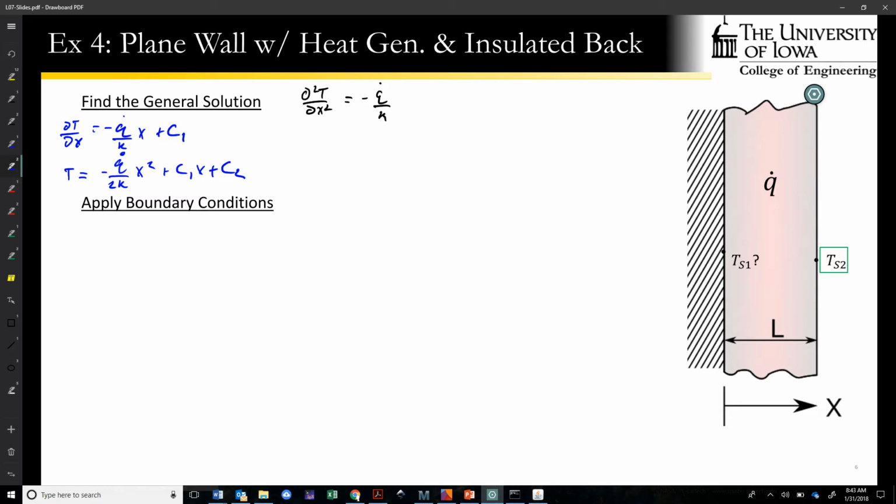So this is going to be a very similar process to before. Our boundary conditions in this case are provided by knowledge about the left-hand boundary, specifically that there's zero heat transfer, which means our temperature has to have a zero slope at that point. And then knowledge about the exterior temperature Ts2.